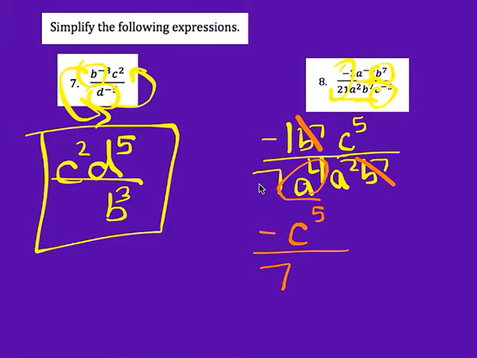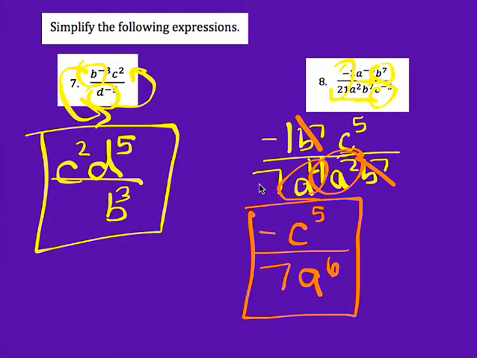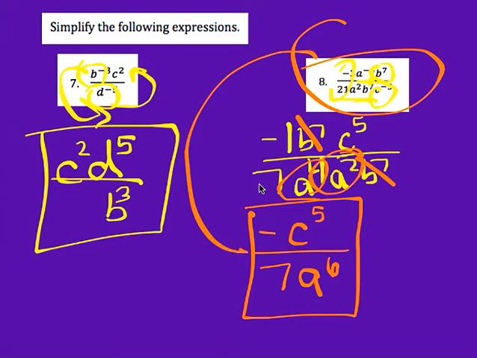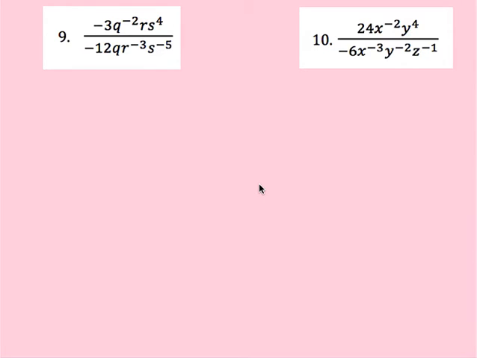And then on the bottom, I have a to the 4th times a squared. So I'm going to add those together, and I'm going to get a to the 6th. So that's my final answer for number 8. Look at how long it started, and we really simplified it down to a fraction that is quite a lot smaller. All right, let's go ahead and take a look at number 9.